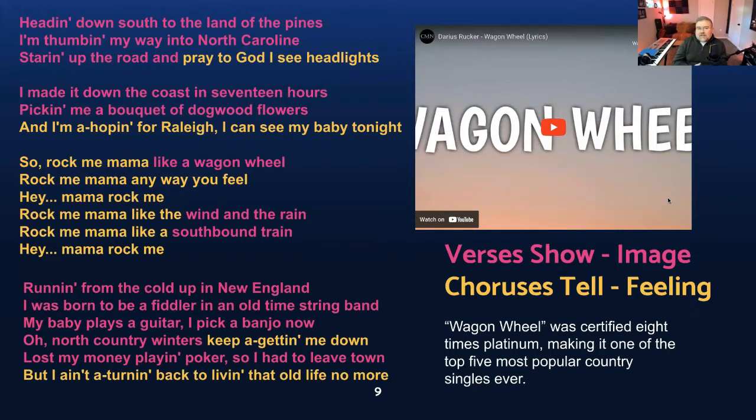But what's interesting about this song is how it shows in the verses and it tells in the choruses. And that's something that we've talked about over and over in these workshops. So if you look at the lyrics, heading down south to the land of the pines, I'm thumbing my way into North Carolina, staring up the road and pray to God I see headlights. The first lines in pink are really the showing lines that are more visual. If he would have stopped at staring up the road, there wouldn't really be any emotion in that. We don't know what context or why these things matter. But then he says, I pray to God I see headlights.